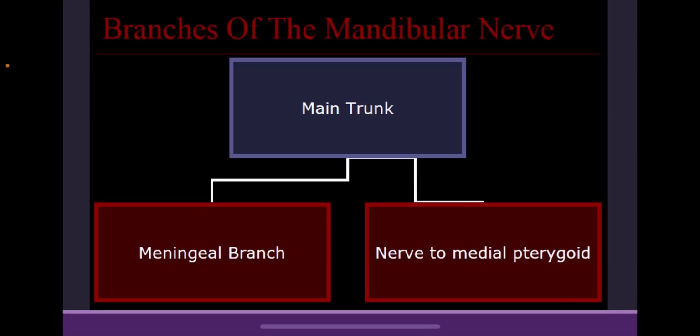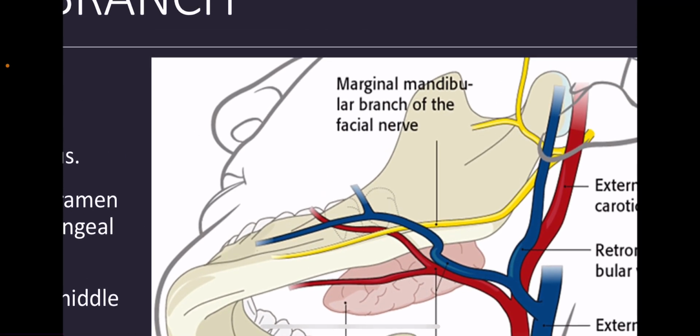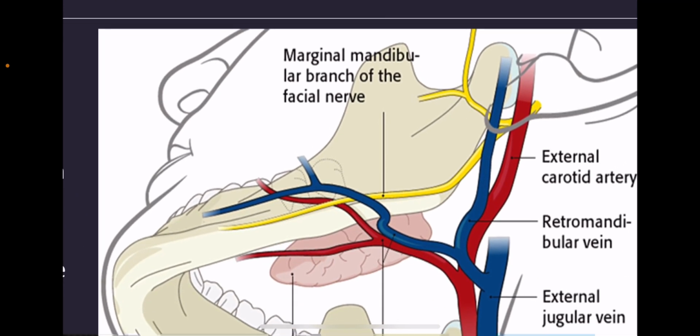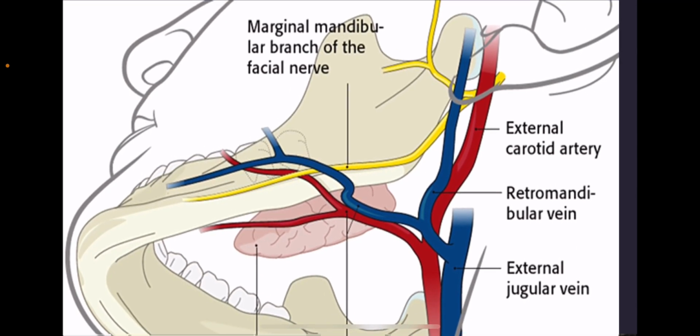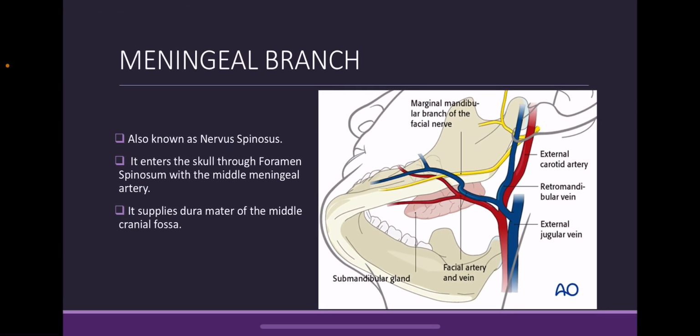Branches of the mandibular nerve. There are two main branches from the main trunk: the meningeal branch and the nerve to the medial pterygoid. The meningeal branch, as you saw here, is also known as the nervus spinosus. It enters the skull through the foramen spinosum with the middle meningeal artery. It supplies the dura mater of the middle cranial fossa.